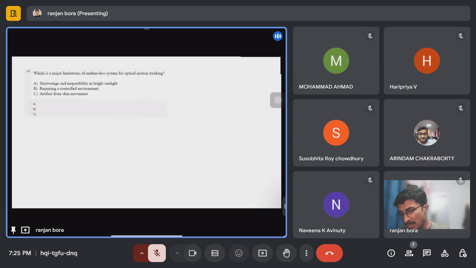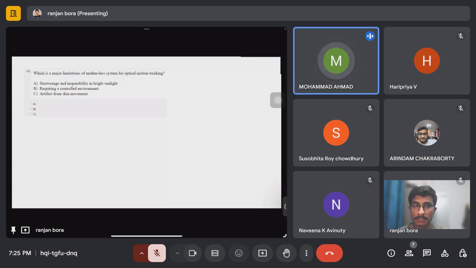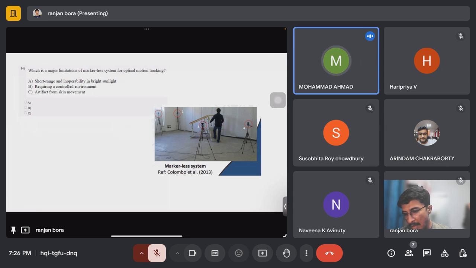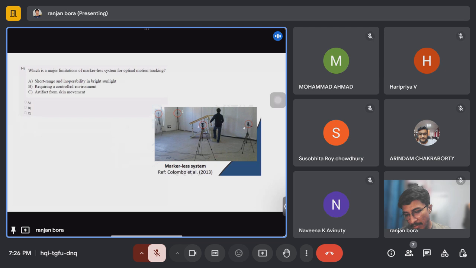Which is a major limitation of markerless systems for optical motion tracking? For the markerless system, we use these cameras, and these cameras have some limitations, like they are short range and they cannot operate without sunlight. Means they require bright sunlight. So option A is correct here.